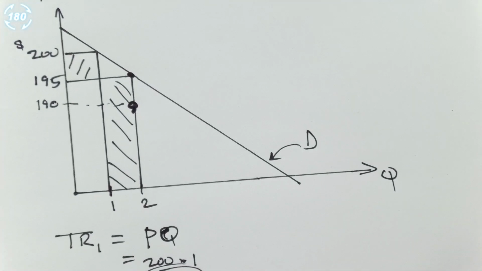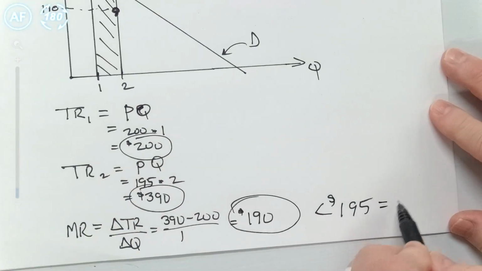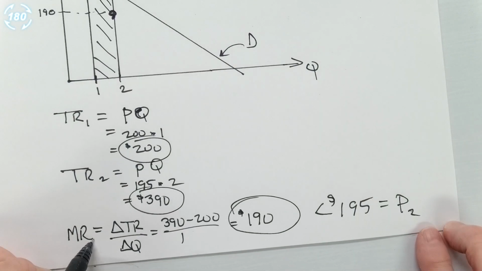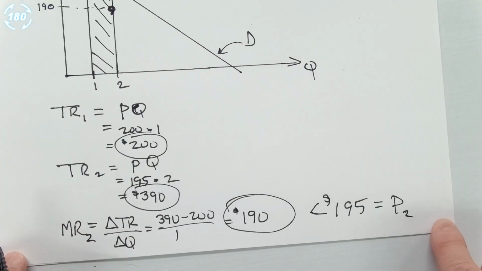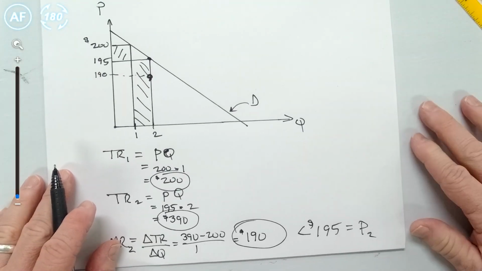Note this is less than $195, which is the price of the second unit. Okay? So the marginal revenue of the second unit is less than the price. Okay? Because, again, does that make sense?